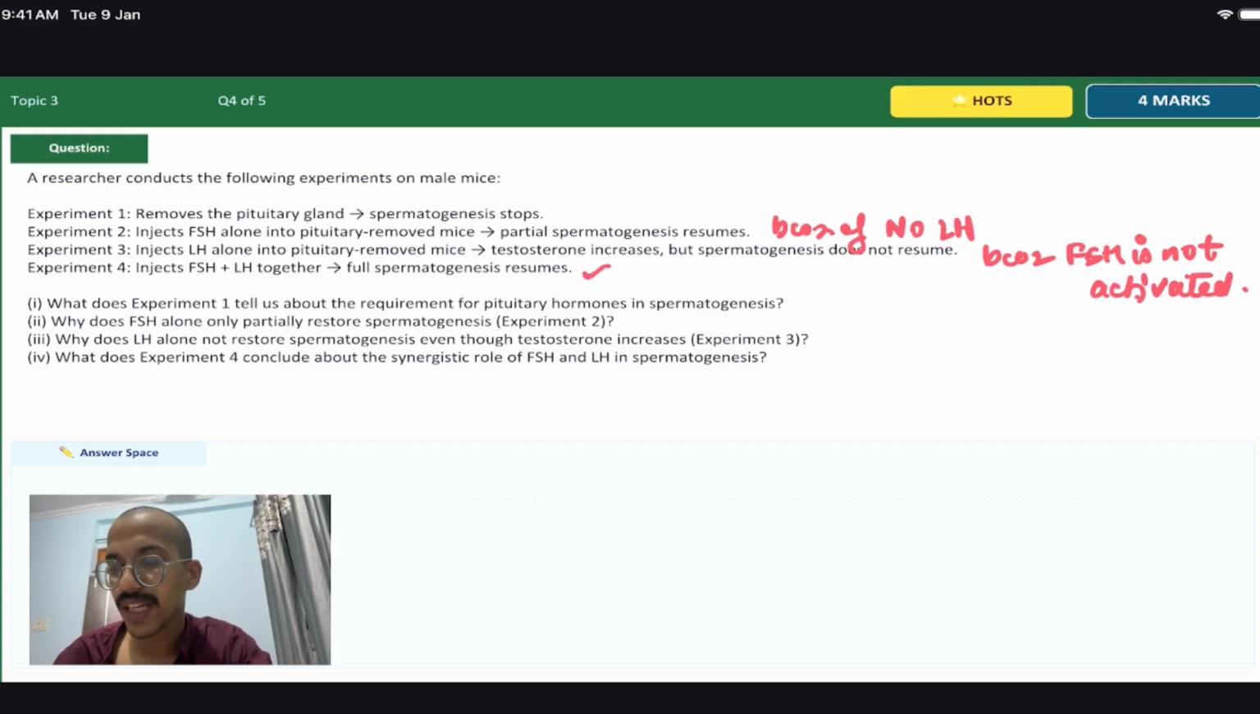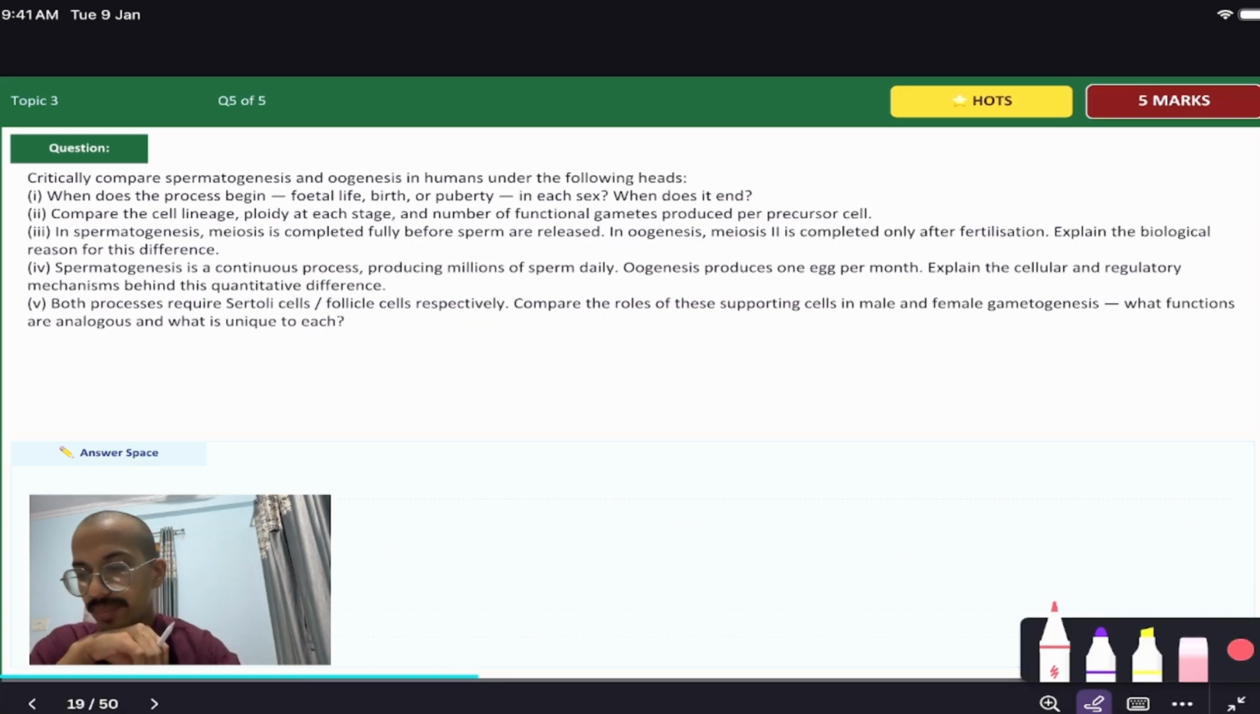Now, what does experiment 1 tell us about the requirement of the pituitary hormone in spermatogenesis? This is nothing, just your whole hormonal feedback diagram, and those questions you can easily do. Okay, let's go to the next one.